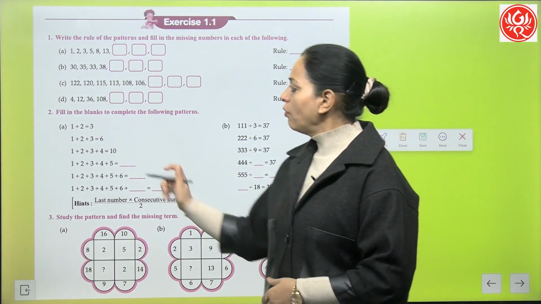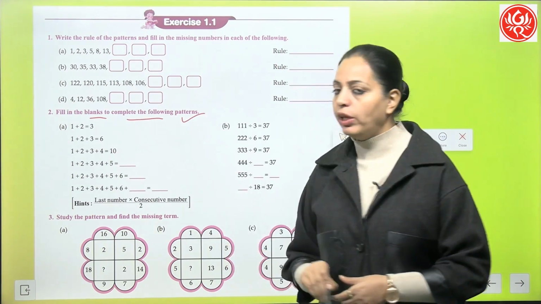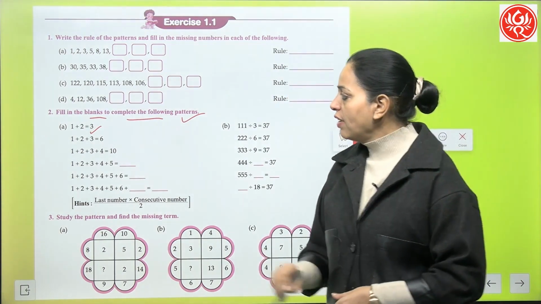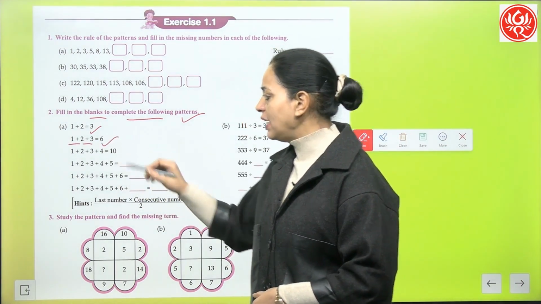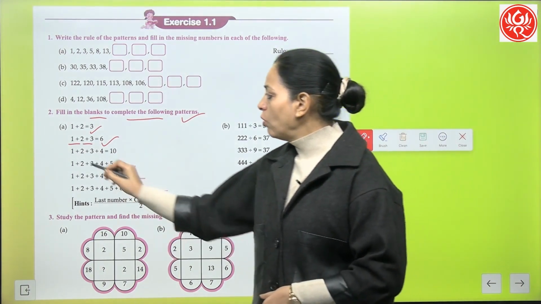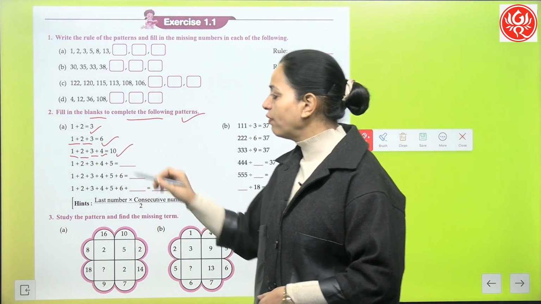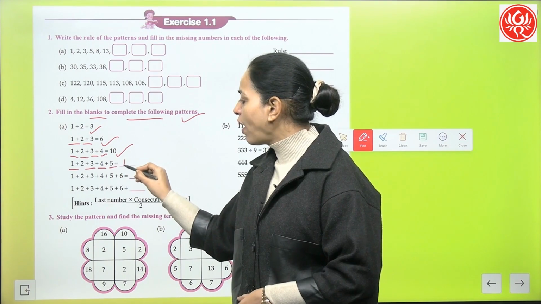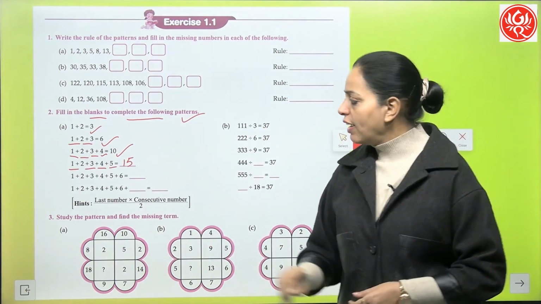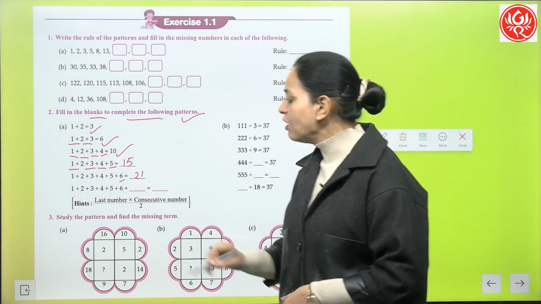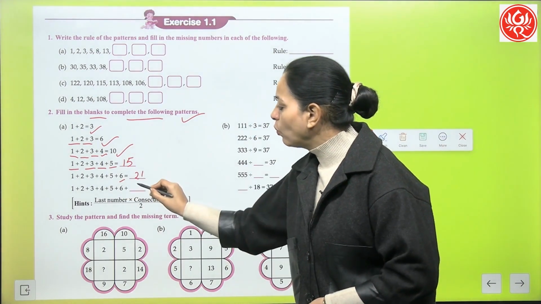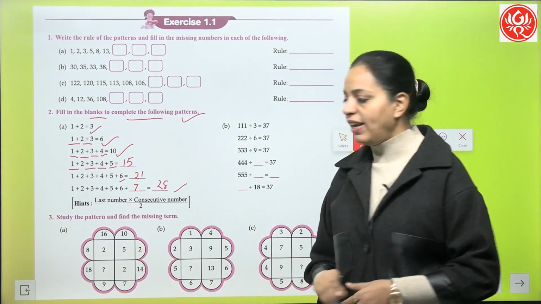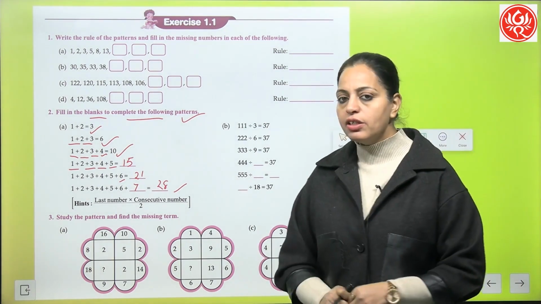Now the second one, filling the blanks to complete the following patterns. See here A part, 1 plus 2, that is 3. Then 1 plus 2 plus 3, that is 6. Now 1 plus 2 plus 3 plus 4, that is 10. Now 1 plus 2 plus 3 plus 4 plus 5, that is 15. And here you will get 21. And now in this, what will you write? 7 here and here, that is 28. Okay. So I hope this is clear to you.